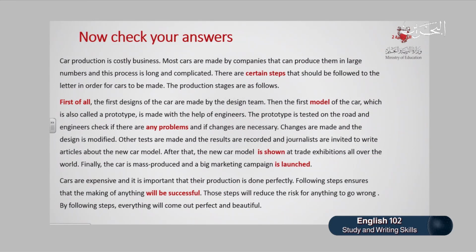The prototype is tested on the road, and the engineers check if there are any problems and if changes are necessary. Changes are made and the design is modified. Other tests are made and the results are recorded, and journalists are invited to write articles about the new car model. After that, the new car model is shown at trade exhibitions all over the world. Finally, the car is mass-produced and a big marketing campaign is launched.